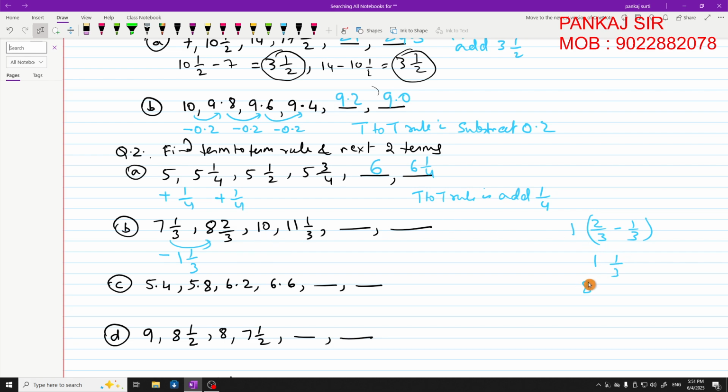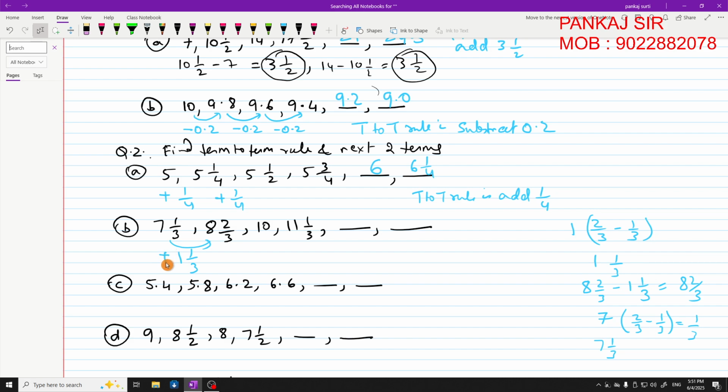So 8 2 by 3 minus 1 1 by 3, I should get 7 1 by 3. Let me check this also. If it is correct, then minus 1 1 by 3 has to be the term to term rule. So 8 minus 1 will be 7, and 2 by 3 minus 1 by 3 should be 1 by 3. So this should be 7 1 by 3. Okay. This should be plus.